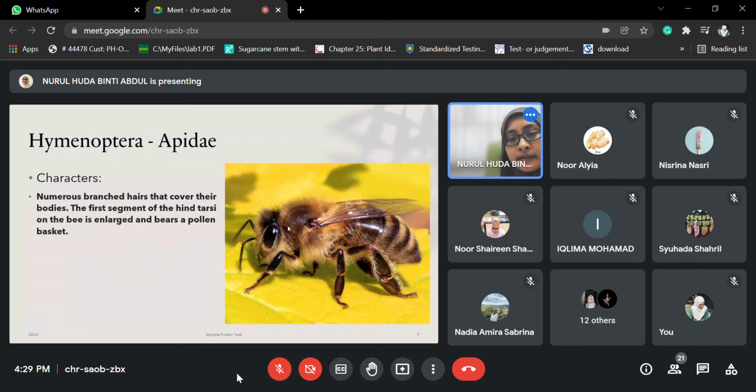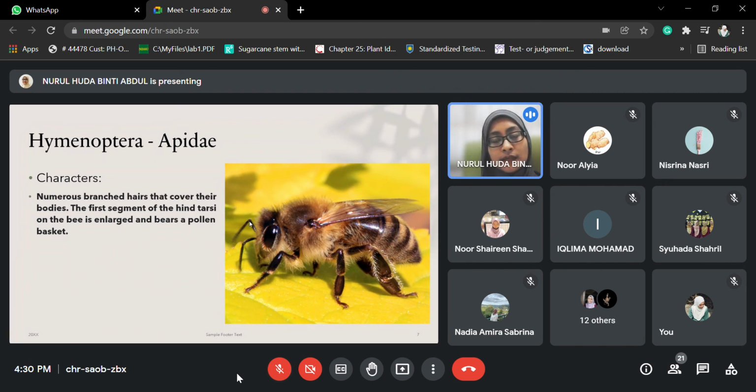Mouthpart, yes. And sorry? Geniculate antenna. Yes, they have geniculate antenna. Right. You can see the elbow shape. One part here and then the part going down. So they have geniculate antenna as well.